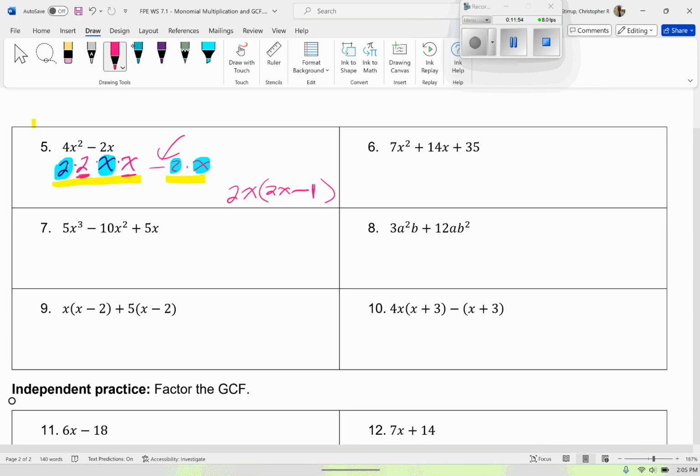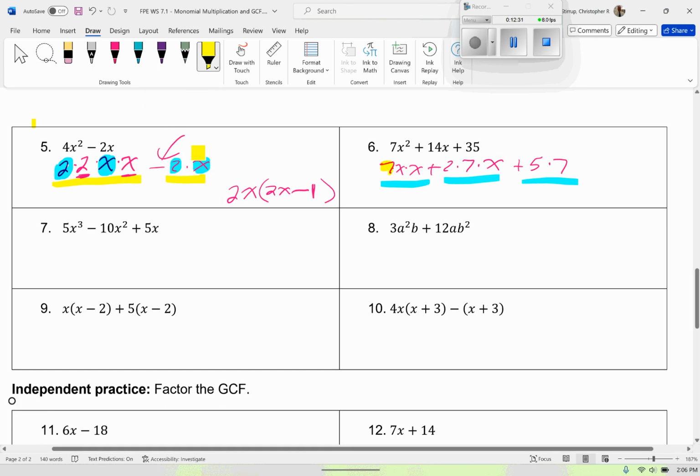All right, number 6 switched gears a little bit. We added one more term. I go from 2 terms on number 5 to 3 terms. Ready? 7x squared is 7 times x times x. 14 is the same thing as 2 times 7 times x. And 35 is what times what? 5 times 7, or 7 times 5. Agree? All right, friends, what does it look like I have in common between all 3 of those terms?